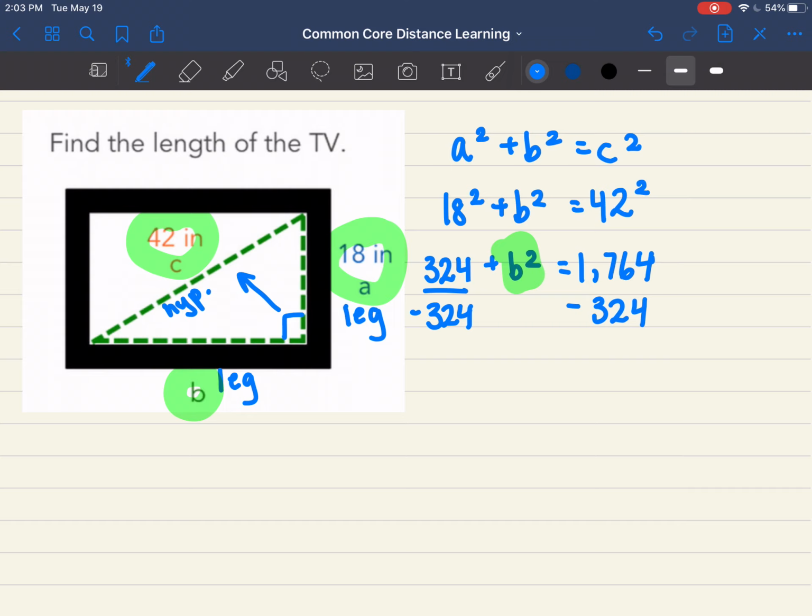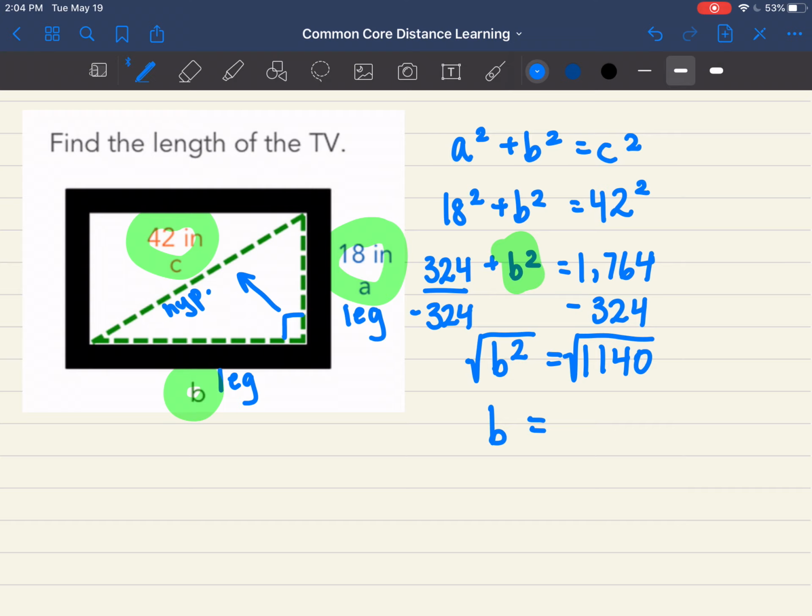So 324 minus 324 leaves me with B squared on the left side. And then 1,764 minus 324 is going to give me 1,140. Now this is where it gets a little tricky. B squared equals 1,140. To get B by itself, I need to take the square root of both sides. The square root of B squared is B. And now I need to figure out what the square root of 1,140 is.